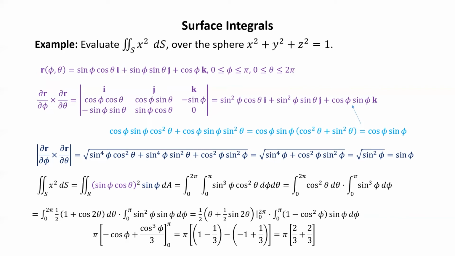1 minus 1/3 is 2/3. Negative 1 plus 1/3 is negative 2/3, but we're distributing that minus sign to get plus 2/3. So we get 4 pi over 3. You may want to check those last few computations carefully yourself. There are a lot of minus signs that can get you in trouble if you are not careful.